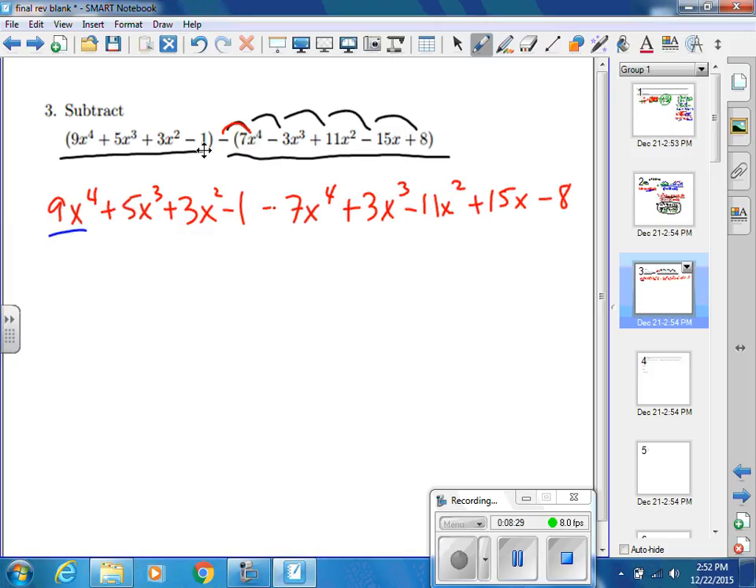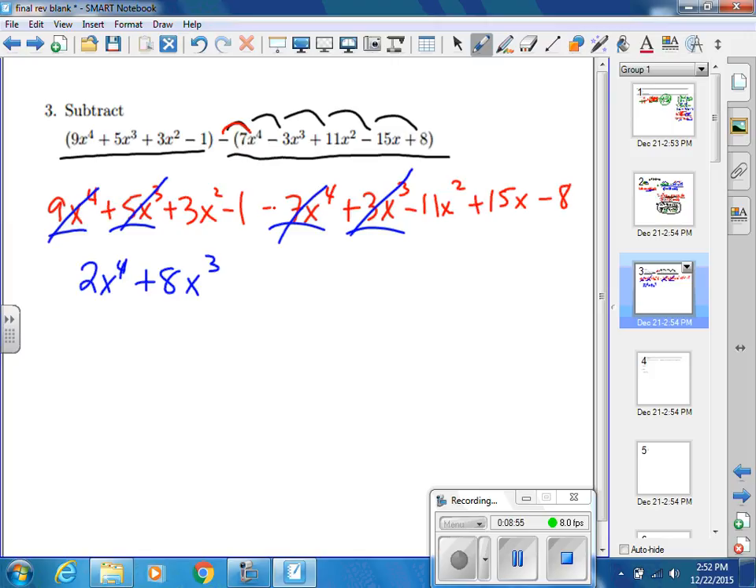I have a 9x to the 4th and a minus 7x to the 4th. Put them together and I get 2x to the 4th. Now they're done. In some cases it helps to cross out these if you have a lot of numbers. It just helps you figure out what's disappearing, what's still there. Now I go to my 5x cubed and I have a 3x cubed. Put them together, I get 8x cubed. And I'm finished.